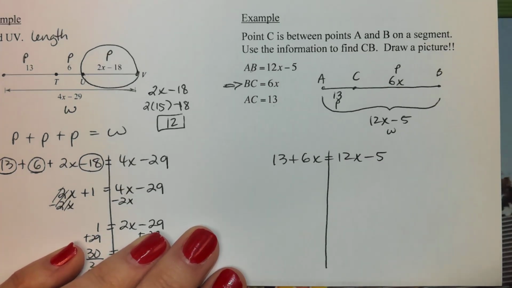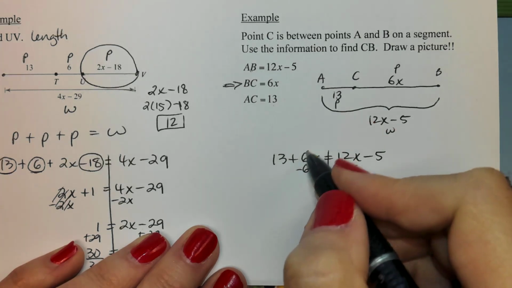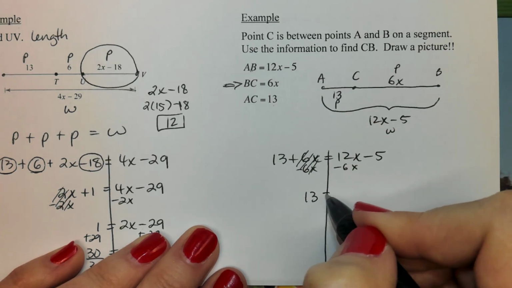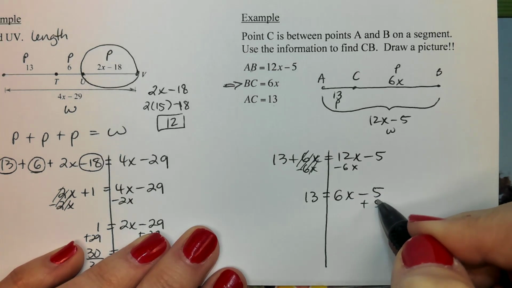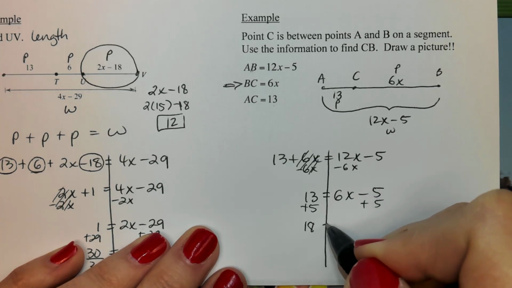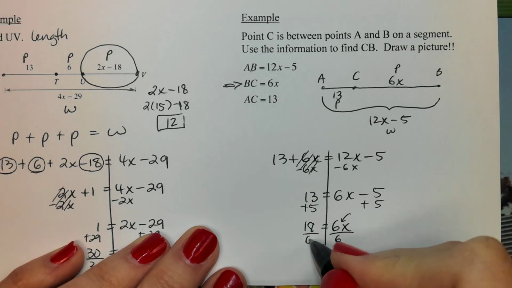We're going to get our x's on the same side. This one's smaller, so we're going to minus that over. They'll cancel, and the 13 will just drop. Subtraction comes first, so we're going to add that. And then this is multiply, so we're going to divide.